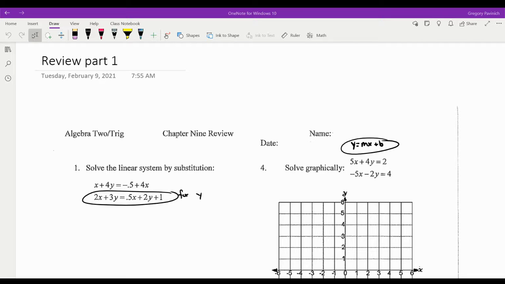Hey, let's jump into the review key for the first review.